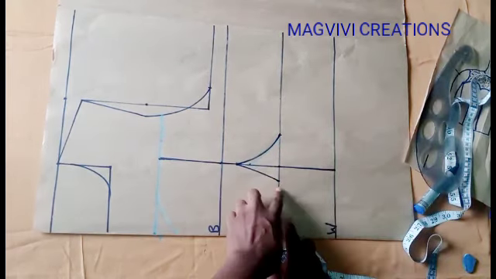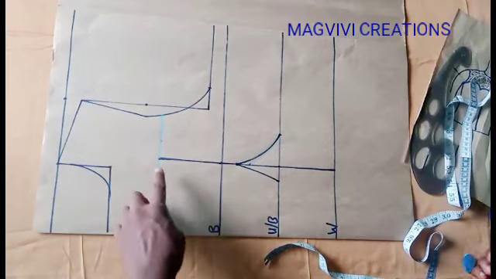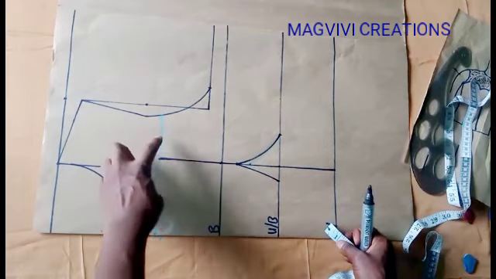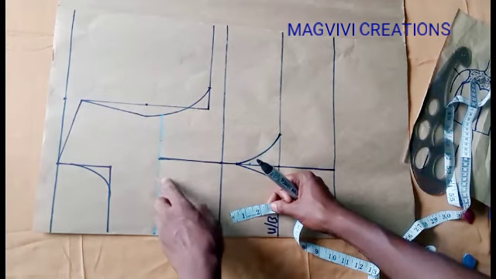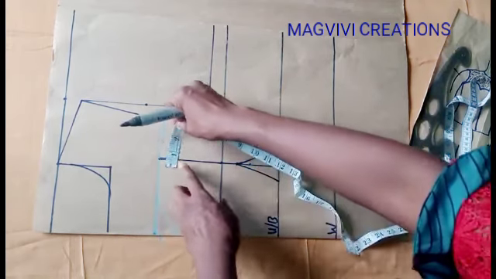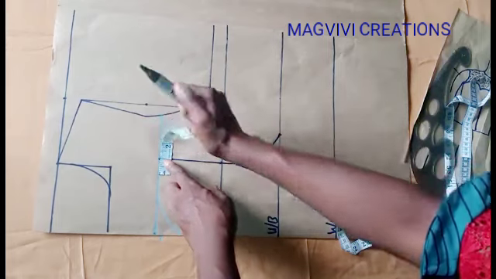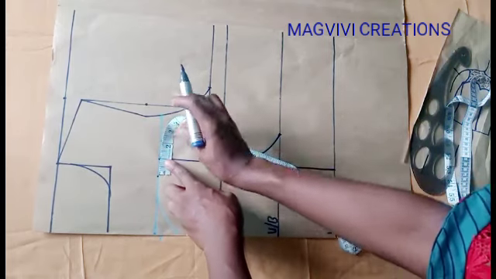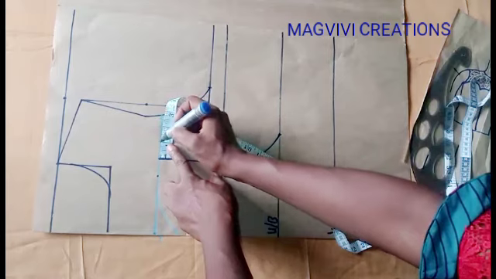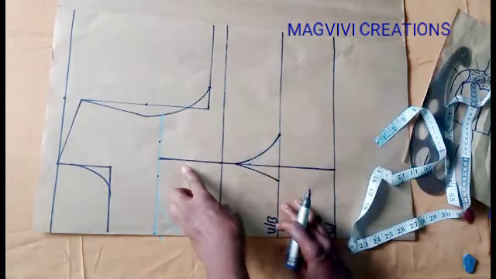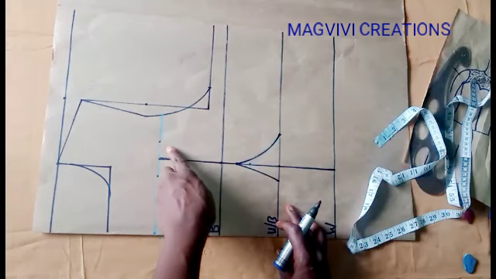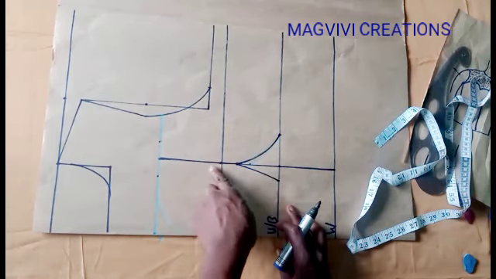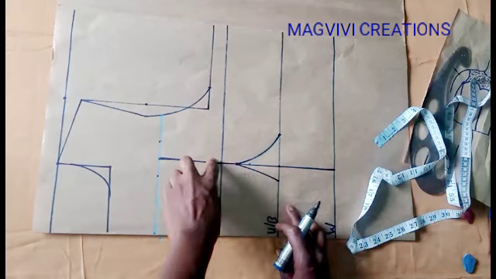So by the time you have connected this one, you then come to this other side, this neckline here. You mark 1 inch on this side and 1 inch on this other side. So 1 inch is just okay. Because this is a tube top, this side is tube, you just connect straight to the bust point. You connect straight, then you just smoothen it out.